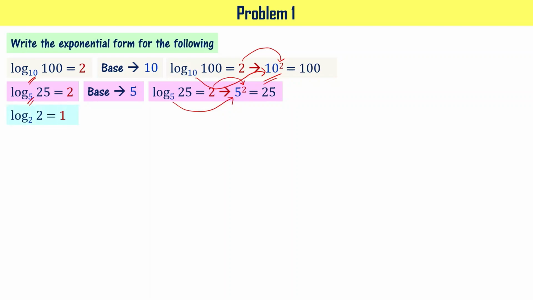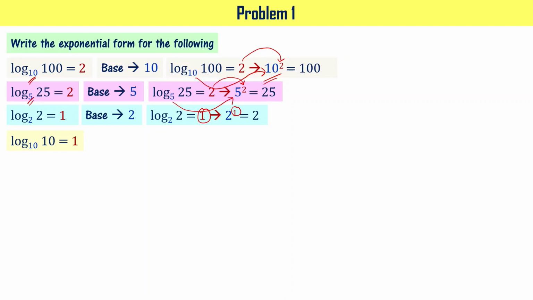Now let's see log 2 of base 2 equal to 1, right? Here base is 2. So when you write it, the 1 is going to be the power. So 2 power 1 equal to 2 is the answer.